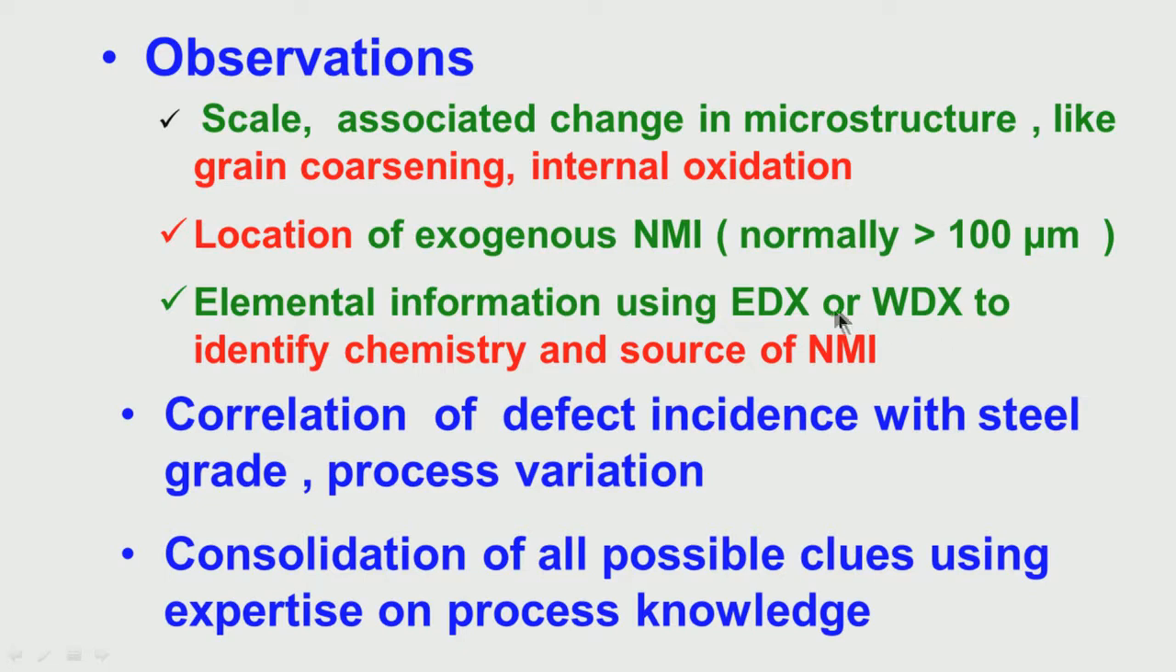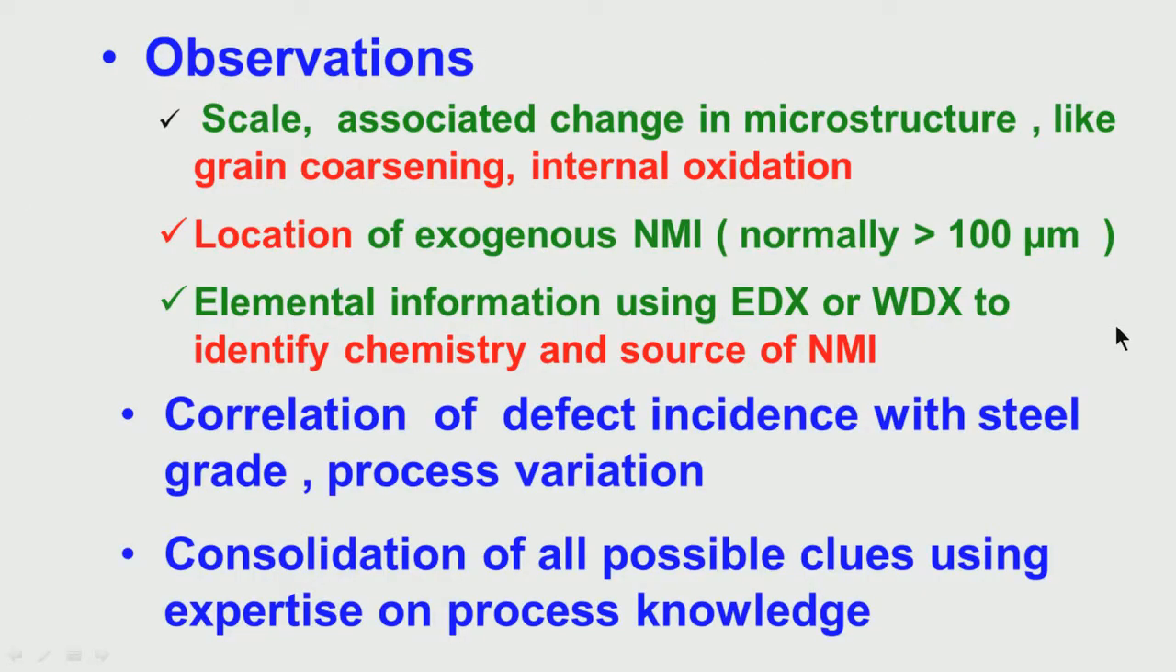What does it do? Whenever you are putting the sample under the scanning electron microscope, electrons are impinging on the sample. Whatever elements are present in the sample will generate characteristic X-rays. They are called characteristic X-rays because all elements, suppose we have iron, carbon, manganese, silicon, have different wavelengths and different energies of X-rays which will emanate.